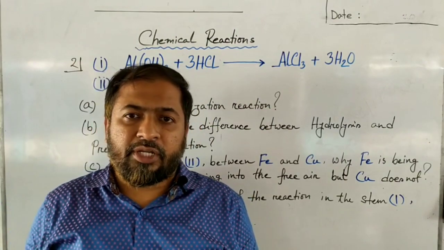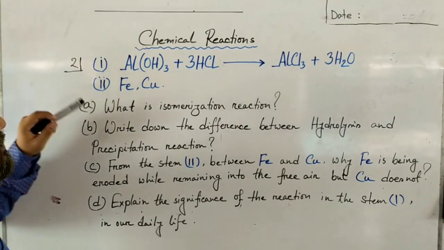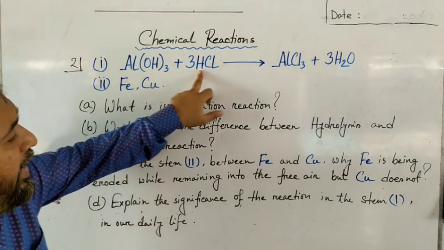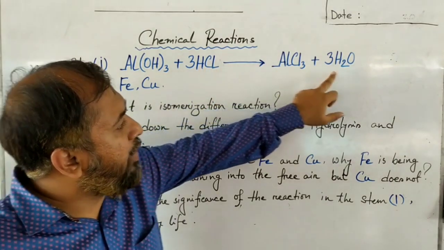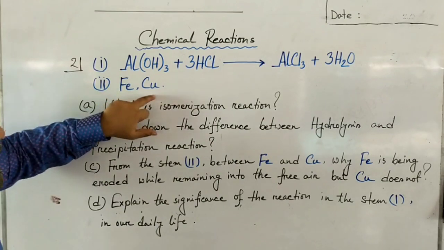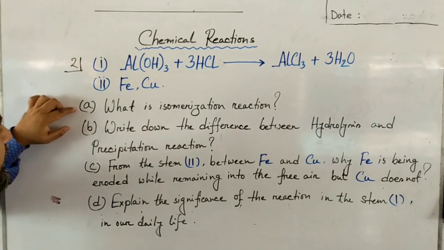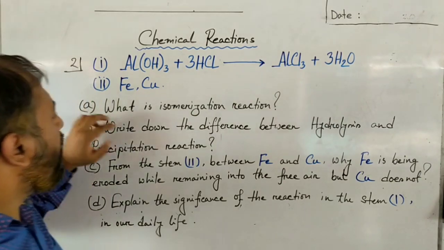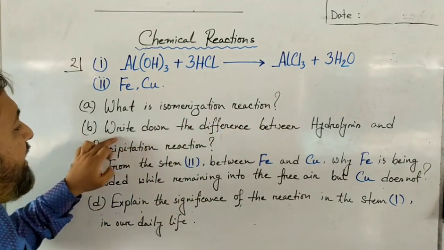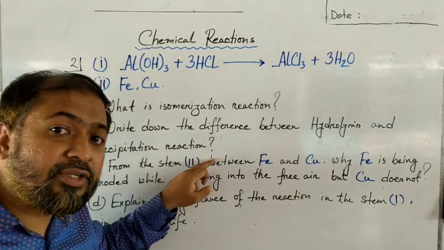Now, creative question number 2. We can see a reaction is provided. Aluminum hydroxide reacts with hydrogen chloride and produces aluminum chloride and water. And in the second part, iron and copper, two elements are given. Now, question A. What is the isomerization reaction? Question B. Write down the difference between hydrolysis and precipitation reaction.